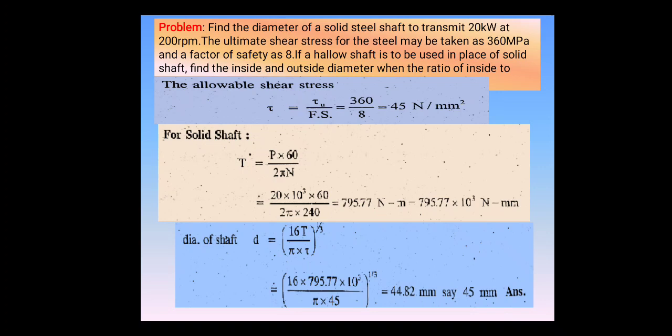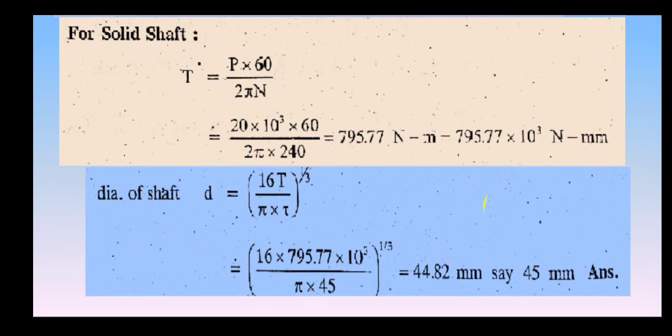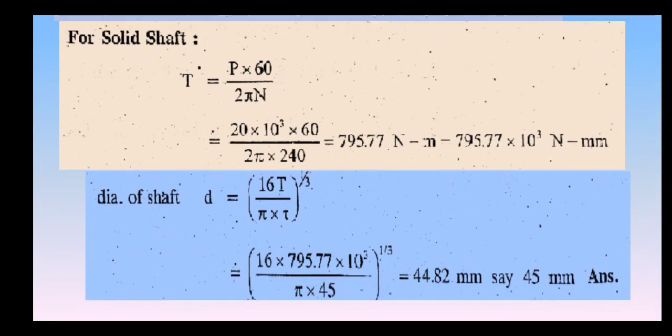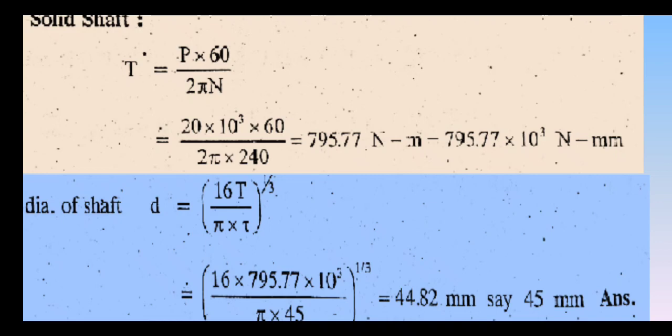But here, instead of the T value, we have to use the power transmitted formula to get the value of T. That formula is capital T is equal to P into 60 divided by 2 pi n. Substitute all the values: power P 20 into 10 raised to 3 into 60 divided by 2 pi, and n value is 240, and finally we got the answer 79,577 into 10 raised to 3 Newton mm.